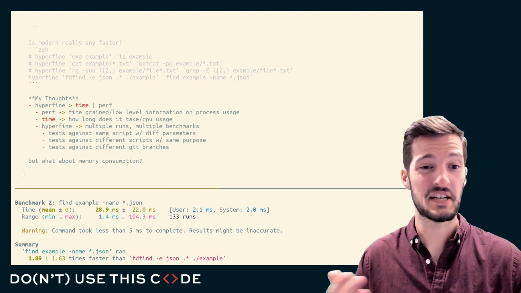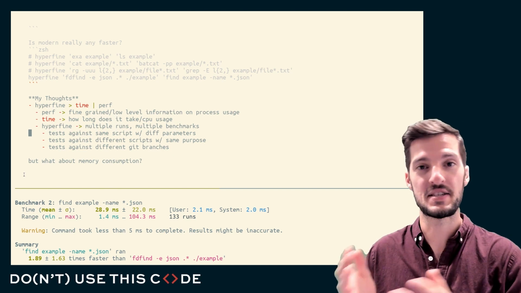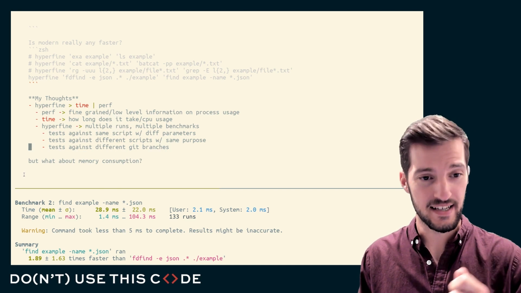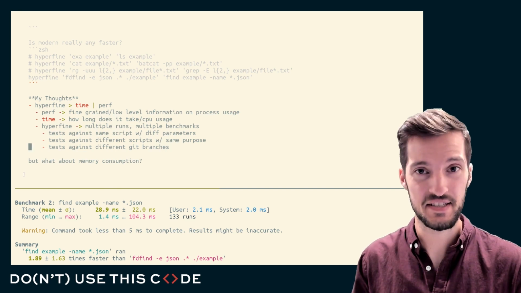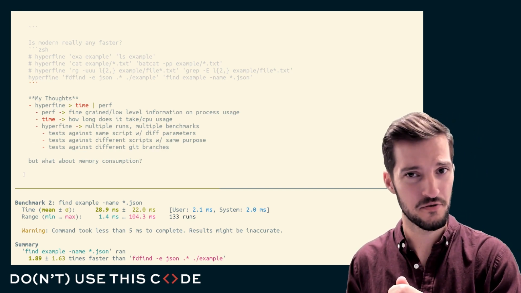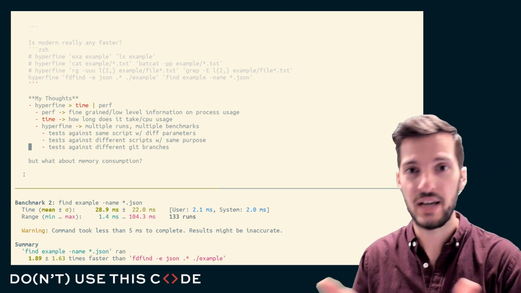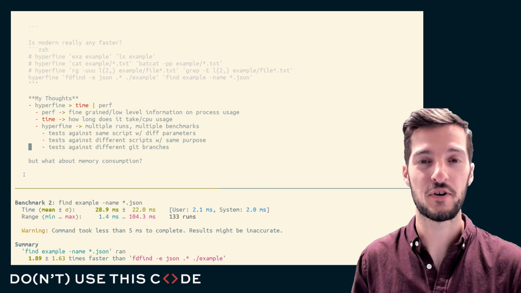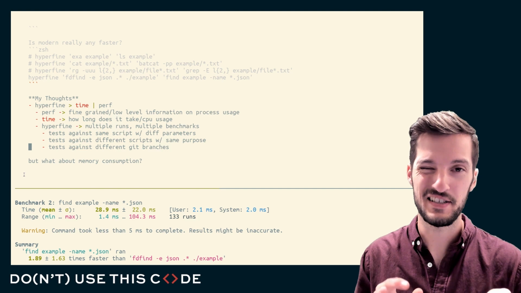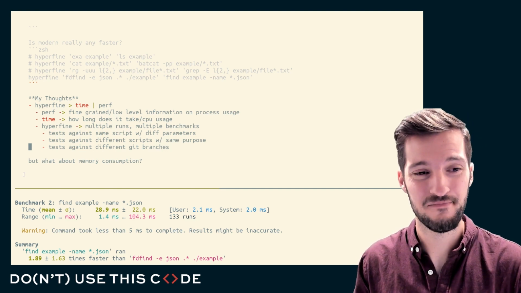You can test things like the same script with different parameters. You can test against different scripts that have the same purpose, like we just did, comparing the modern tools to the older tools. And you can even do tests against different Git branches, right? Did it run faster on version 1.1.2, or was it faster on version 1.1.1? And if it was faster in the old one, why do we have this performance regression? So tools like hyperfine are fantastic in order to measure how fast your code is executing, and especially for Git: did we accidentally introduce a bug that slowed things down?